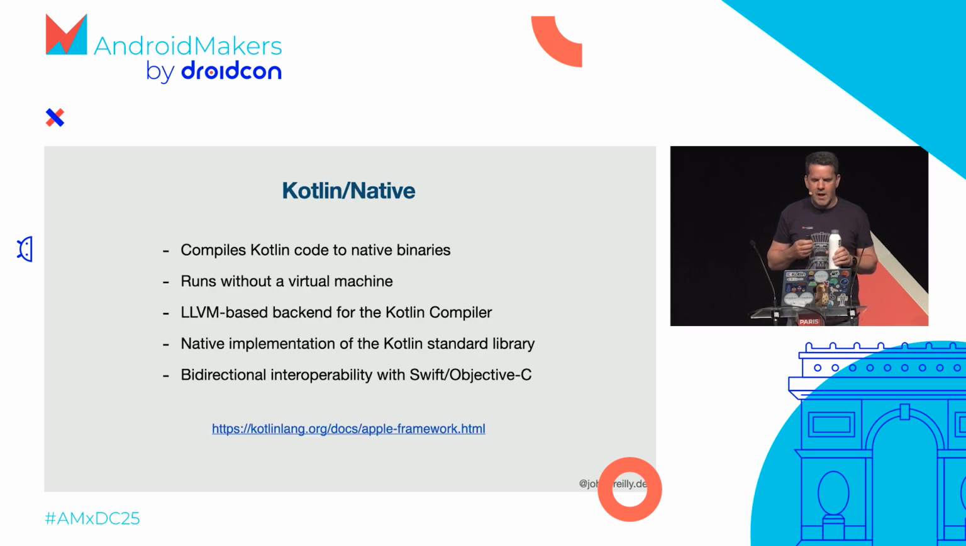So we're going to focus now on the development of iOS apps using KMP. And a key component of the Kotlin toolchain that supports that is Kotlin Native. It's described as a technology for compiling Kotlin code to native binaries, which can run without a virtual machine. It includes an LLVM-based backend and a native implementation of the Kotlin standard library. It also importantly provides bidirectional interoperability with Swift and Objective-C. You can both use Objective-C frameworks and libraries in Kotlin code, and Kotlin modules in Swift Objective-C.